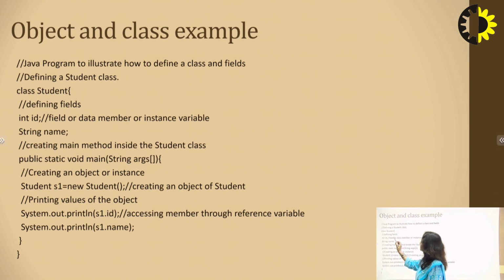And then next, in this particular class, we are declaring one variable named id, which is of type integer, and then we are declaring another variable of type string that will be named name. Now after this, we are creating a main method, public static void main string args. In the main method, now we are creating an object.